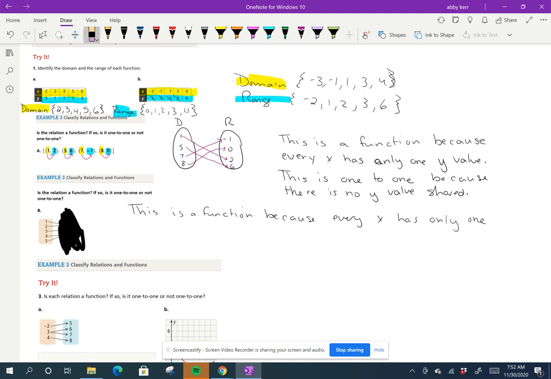Sorry, that should be y value. Now uncover the y, and now see how that this is not 1 to 1. It's not 1 to 1 because 1 and 2 share 17. 4 and 5 share 10. So this is not 1 to 1.